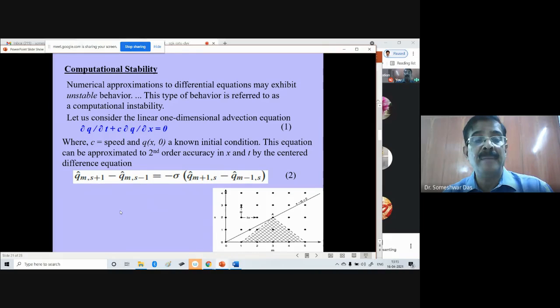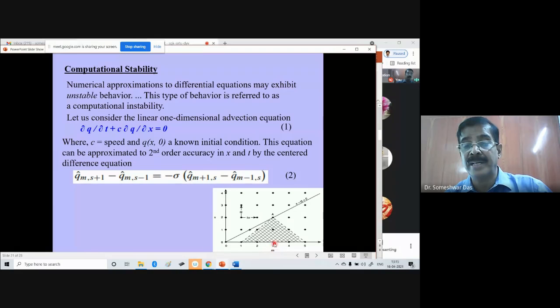So Q_M^(S+1) minus Q_M^(S-1) is equal to minus sigma times Q_(M+1), the next grid point, M plus 1, because M is a grid point here. Is this visible to you? Are you able to read this? Yes, sir. So this is the index of the grid point in the space.